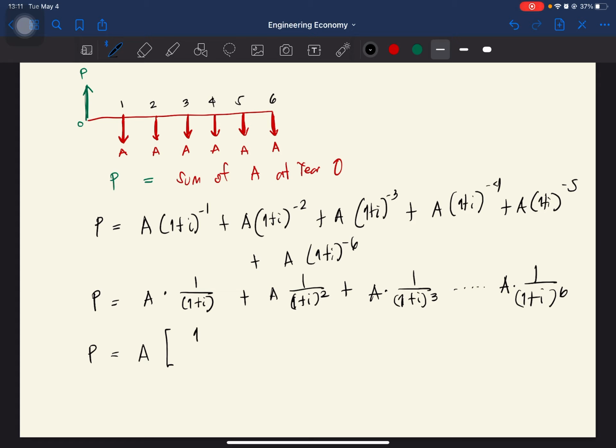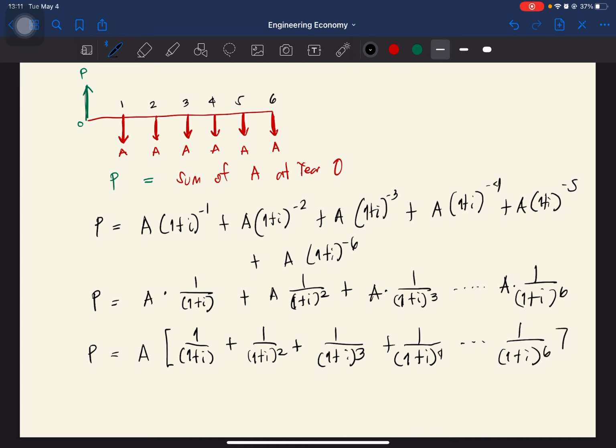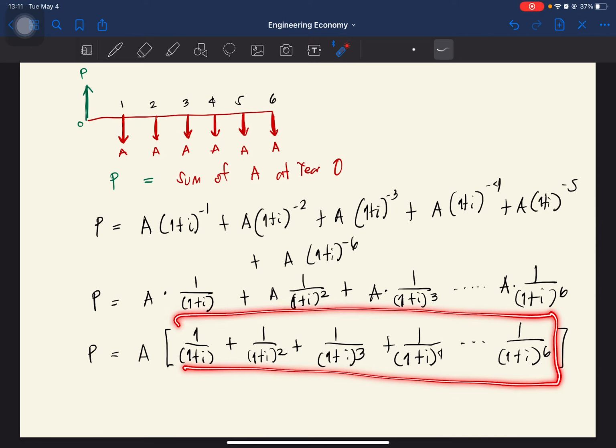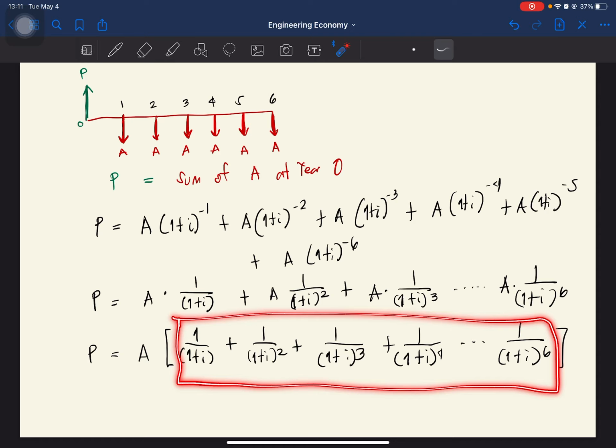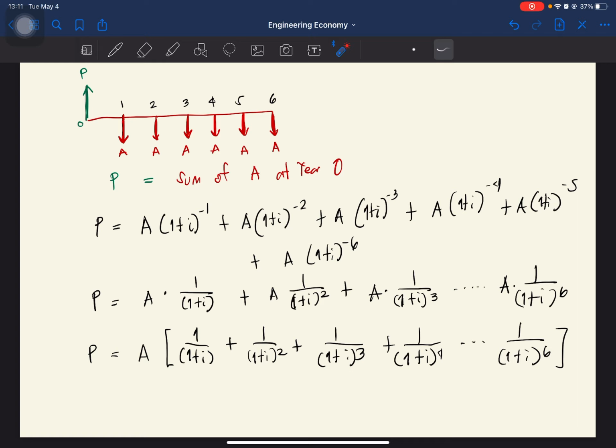Tapos, may iwan sa loob, 1 plus i, 1 plus i squared, 1 plus i cube, 1 plus i raised to 4, hanggang 1 plus i raised to 6. Okay, so ganyan siya. Ano napapansin mo rito? Di ba series ito? From your basic lesson sa algebra, anong klaseng series ito? 1 over 1 plus i, 1 over 1 plus i squared, 1 over 1 plus i cube. This is a geometric series. Tama?